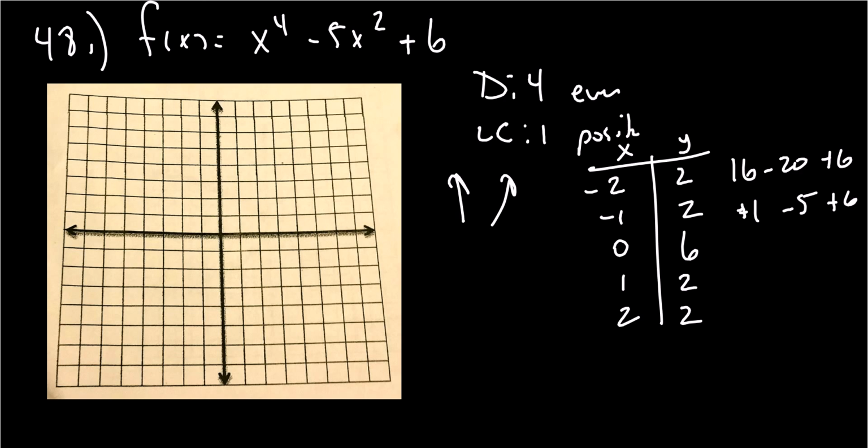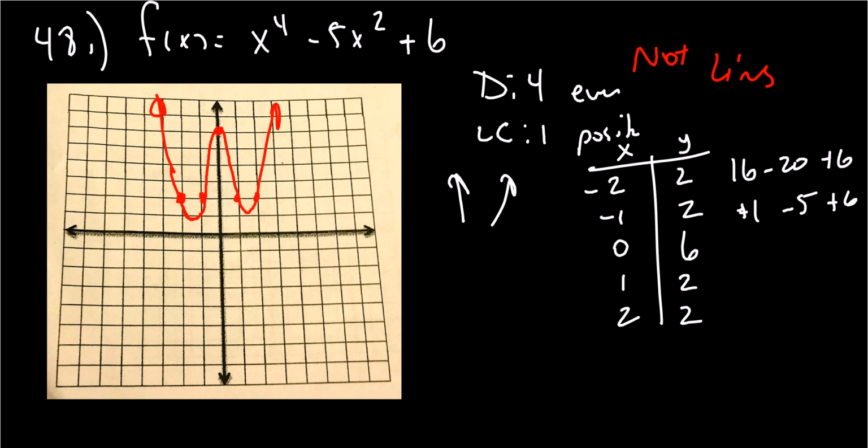Now remember, these are not lines. So when I graph these, I go -2 up to 2, put a dot. -1 up to 2, put a dot. 0, 6, put a dot. 1, 2, put a dot. 2, 2, put a dot. I'm going to actually use the end behavior to go up and down and up and down. See how the end behavior helps me graph this? That's it for 48.